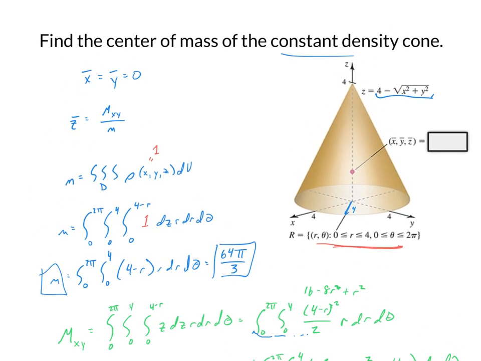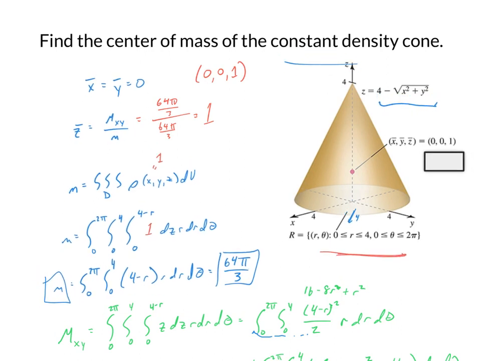So when I go back up to my formula, if I put 64 pi thirds for the moment divided by 64 pi thirds for the mass, you get 1. So apparently the center of mass, or the centroid of that cone with a constant density, is 0, 0, 1, and that's what I've got over there in the picture too. The center of mass is at 0, 0, 1, which is kind of interesting. That cone has a height of 4, so the center of mass is 1/4 of the way up the cone.